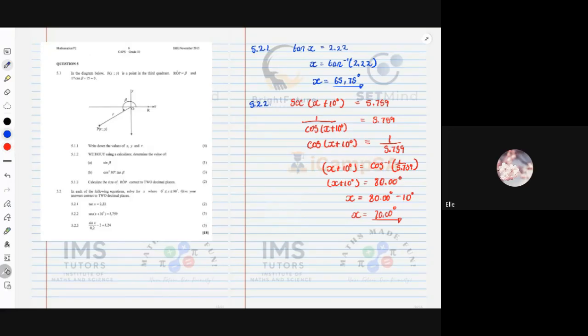And then 5.2.3. So this is basically solving for x now, guys. There's nothing special about this. 5.2.3.